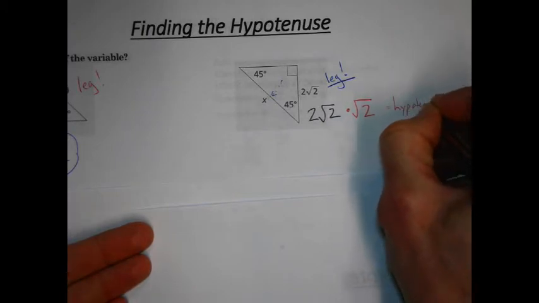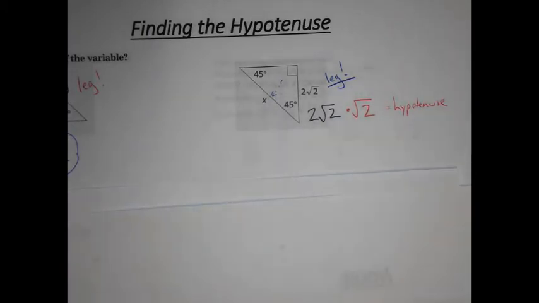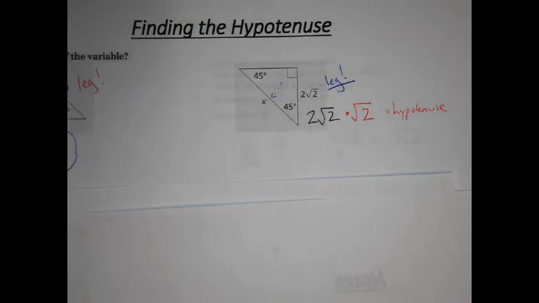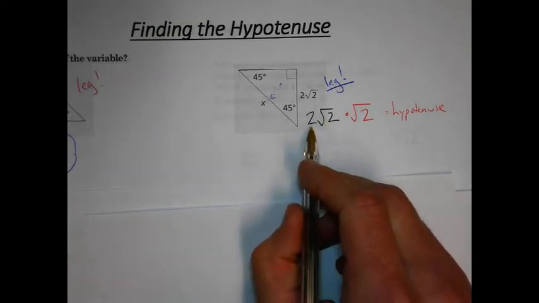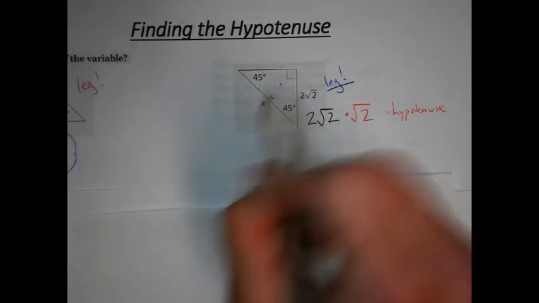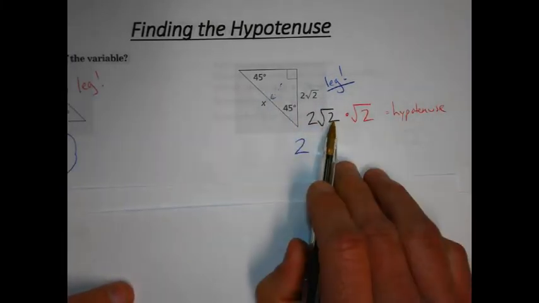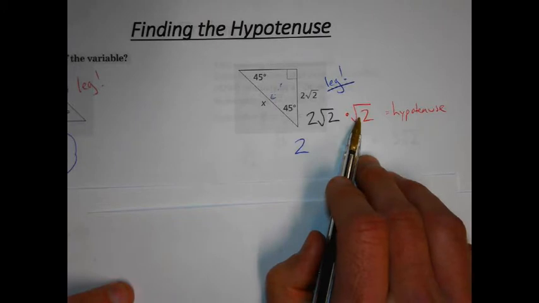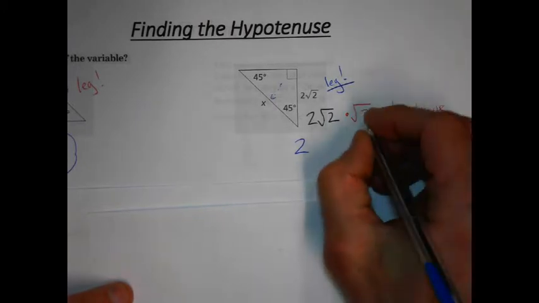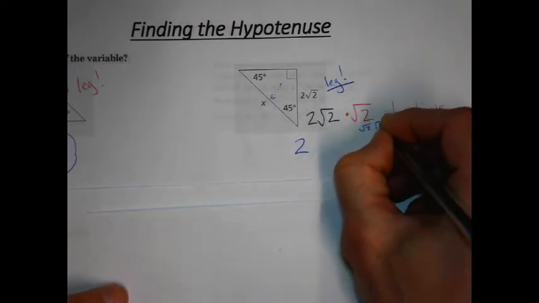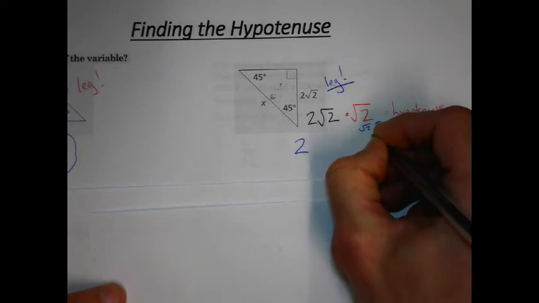All right, but now you're thinking, Mr. Katz, what is that? Well, we've got to remember some neat tricks. What are we looking at? We're looking at 2. This is the square root of 2 times the square root of 2. If you didn't know, the square root of 2 times the square root of 2 is the square root of 4, and the square root of 4 is 2.